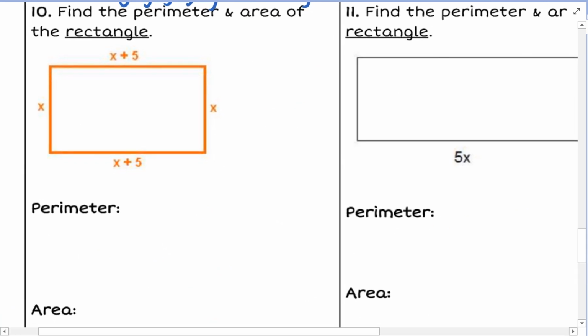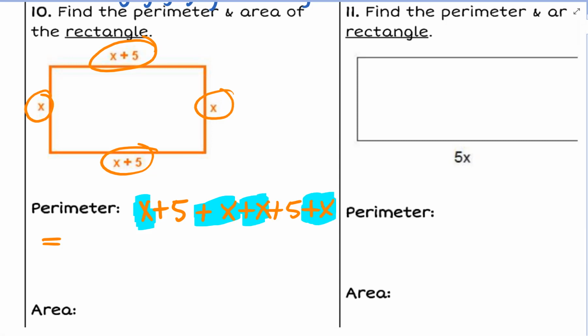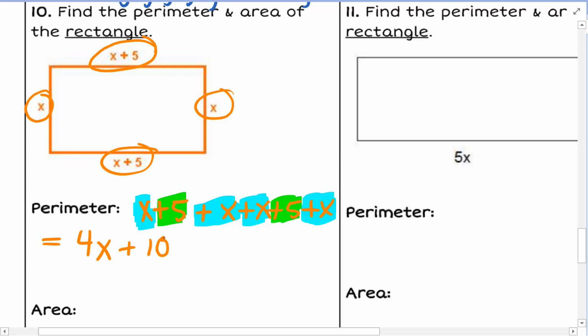Find the perimeter and area of this rectangle. Ooh, tricky. At least they gave us all of the side lengths. So for perimeter, I just need to add those up. x plus 5 plus x plus x plus 5 plus x. Let's combine like terms. x plus x plus x plus x. That would be 1x plus 1x plus 1x plus 1x, which results in 4x. And the 5s, positive 5 plus 5, we can combine to be positive 10. 4x plus 10 we cannot combine because one has an x and one doesn't. So this is our perimeter.